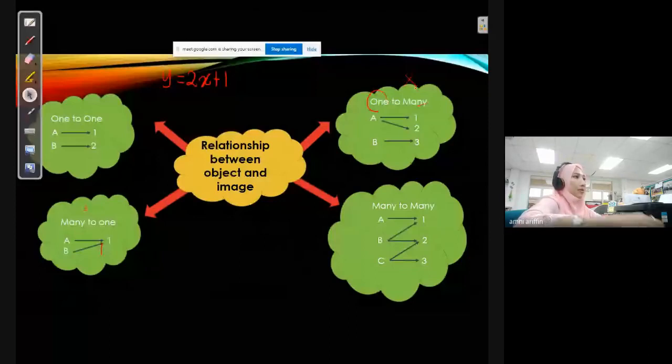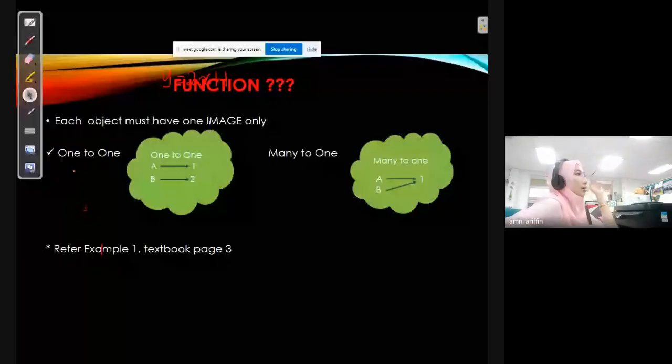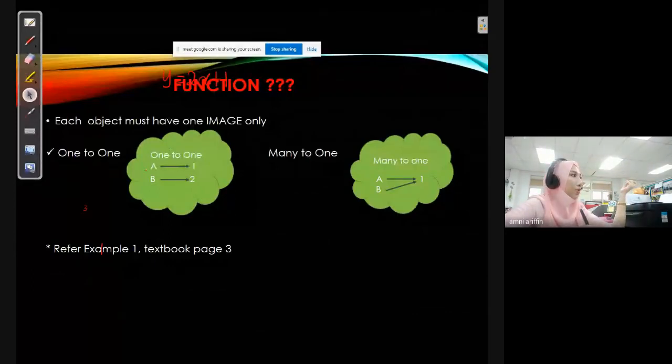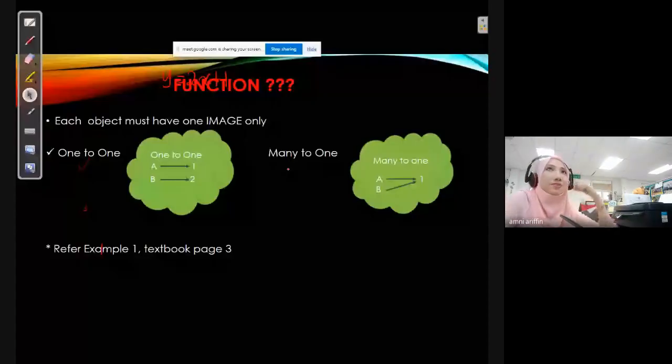Tapi ini adalah relationship between object and image. So kamu kena faham function adalah object must have one image, one object, one image. Okay, so kita dapat tahu dia punya kesimpulannya, kita boleh kaitkan dengan one to one and many to one. So we only use the relationship between one object to one image and many objects to one image. Apa-apa pun function dia mesti hanya akan menghasilkan satu image sahaja. Itu yang kamu kena faham.